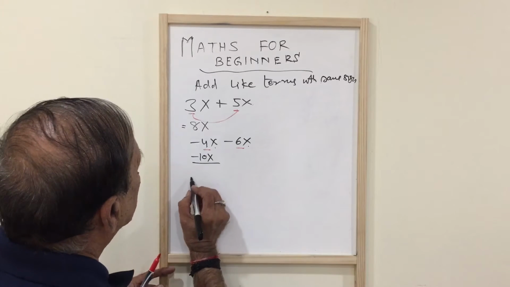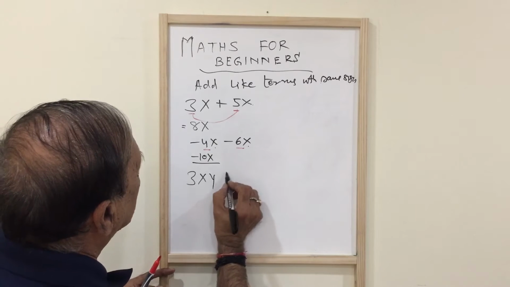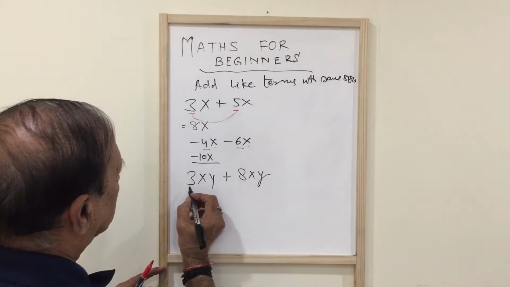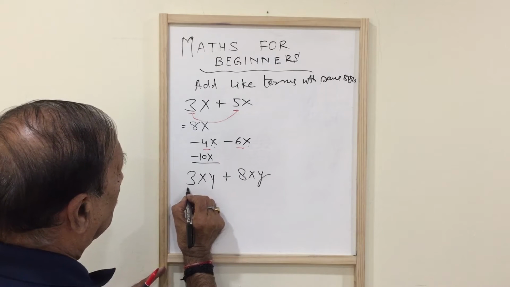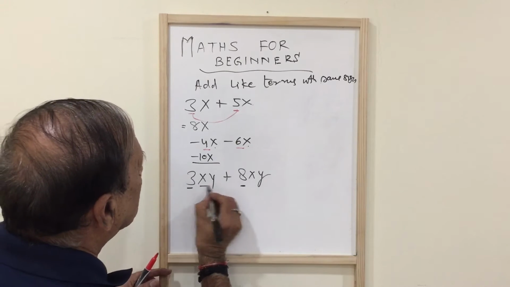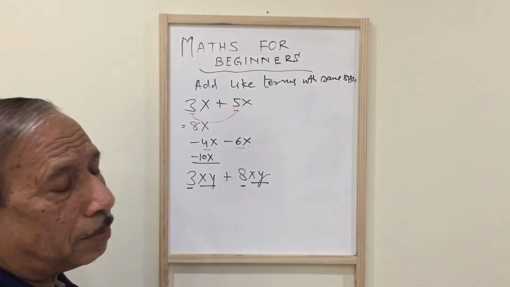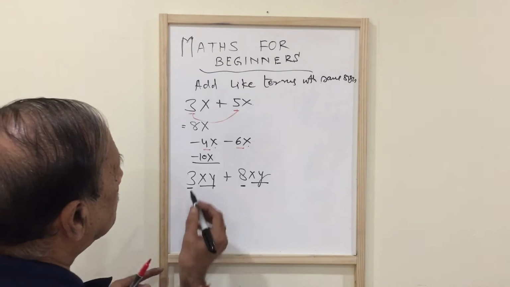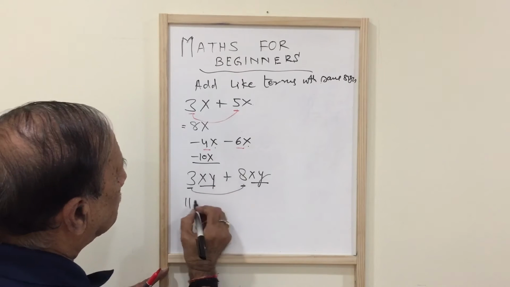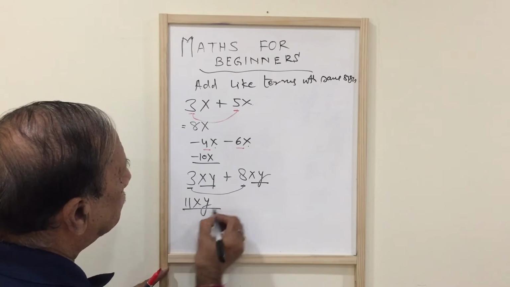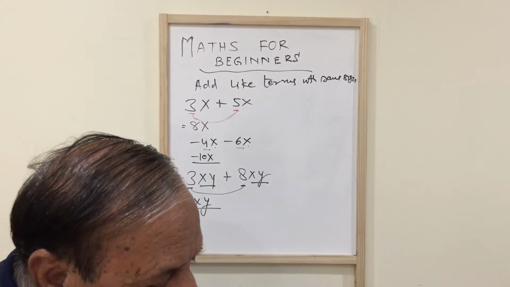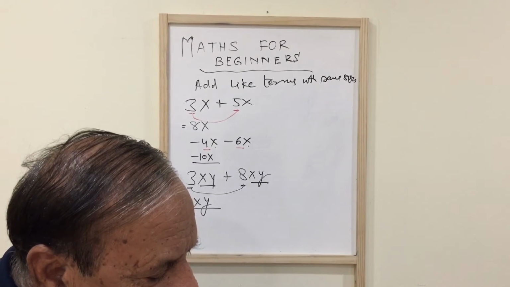Now one more example I'll take. 3xy plus 8xy. In this case, 3 is a coefficient, 8 is a coefficient, whereas xy are the variables, they are common in both. So in a similar way, you have to add 3 plus 8, that comes to 11, and xy is common. For the same variable, you have to put xy over there. So like this, you can simplify it.